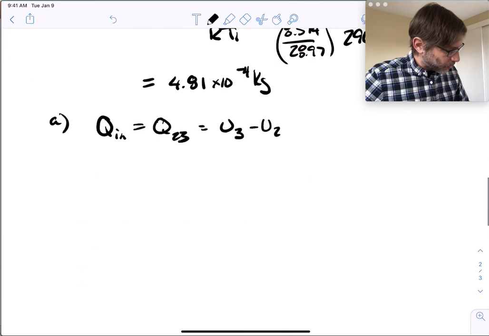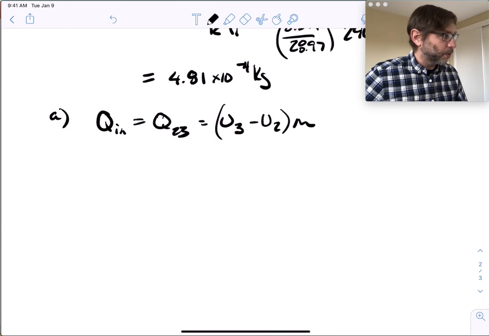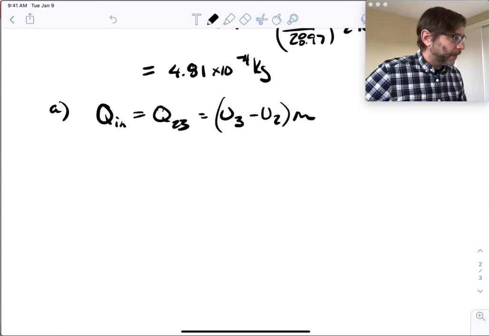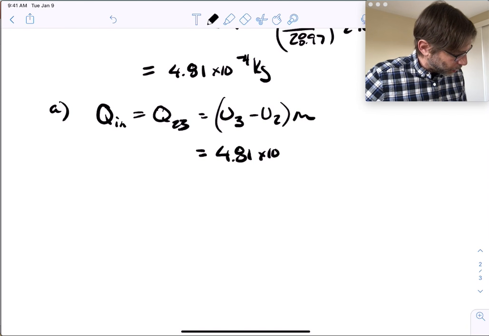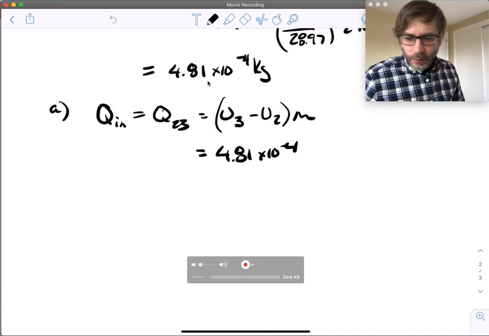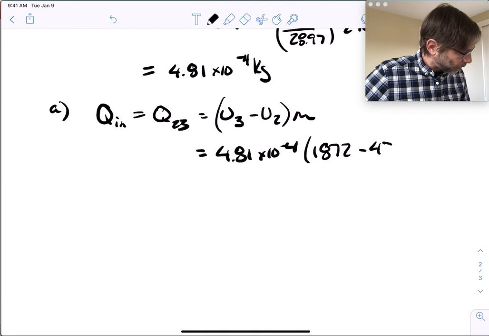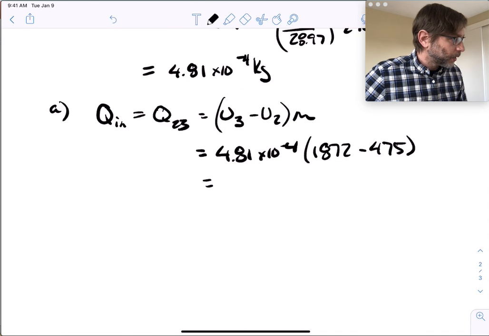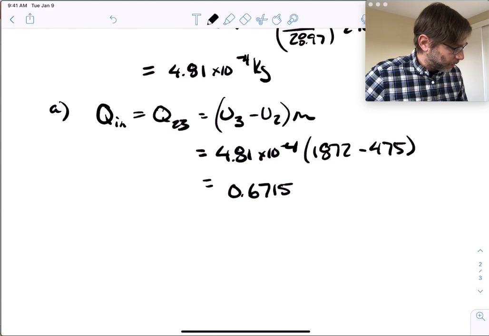So Q in is also positive. Q3 is positive. So this is like this times the mass, which we need to know because that's little u. And then that's pretty easy because now we have everything. 4.81 times 10 to the -4th, times U3 minus U2. In this case, it's 11872 minus 475, and this is giving us Q in equals 0.6715 kilojoules.